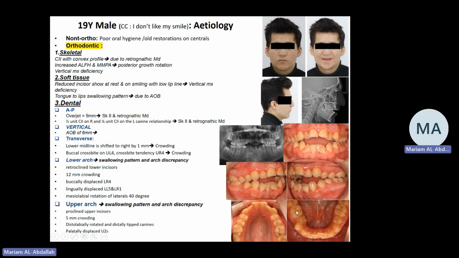So the lower arch, we said severe crowding. It's mainly because of the swallowing pattern where the lips are pushed against the lower incisors to reach anterior oral seal. Also tooth size arch length discrepancy. In the upper arch, we have also tooth size arch length discrepancy in addition to the swallowing pattern. Okay, it is mainly the etiology for these features of the malocclusion.